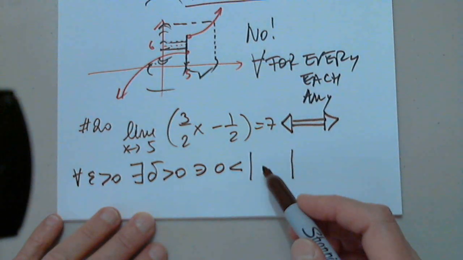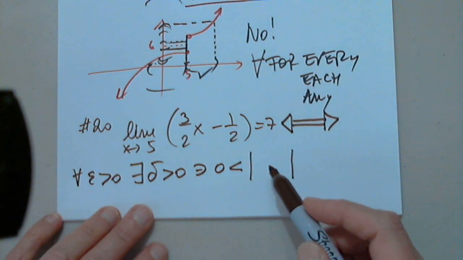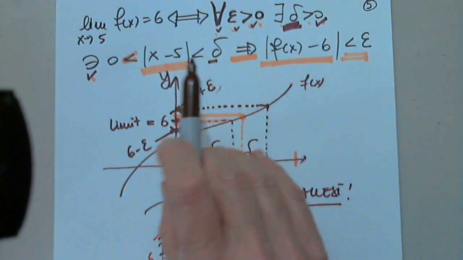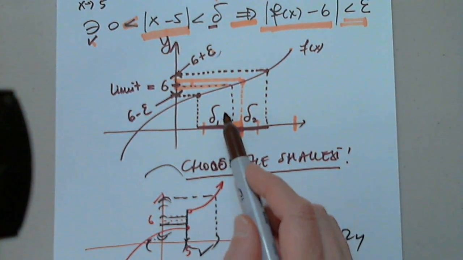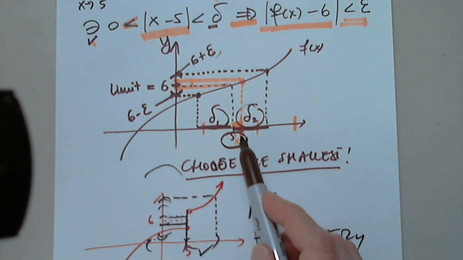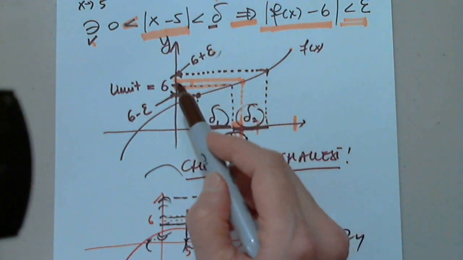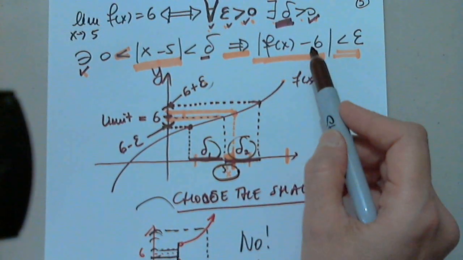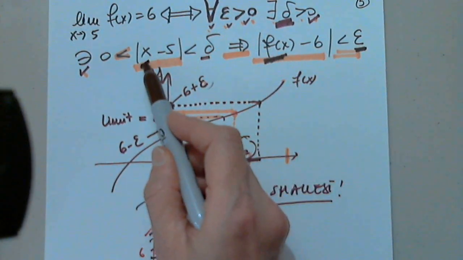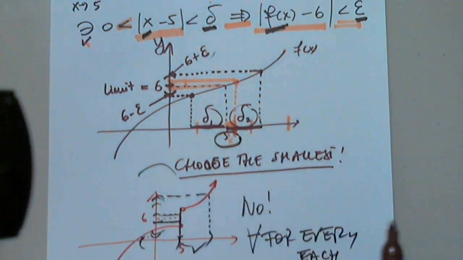The equation. Yes, which one? 5. Careful. Delta has nothing to do with the function. Delta has only to do with x. Epsilon has to do with the function. The epsilon is with the function, and x is only with delta.